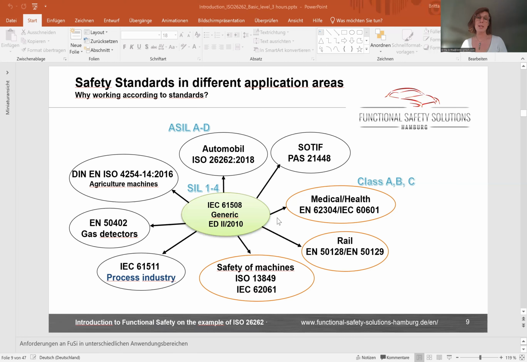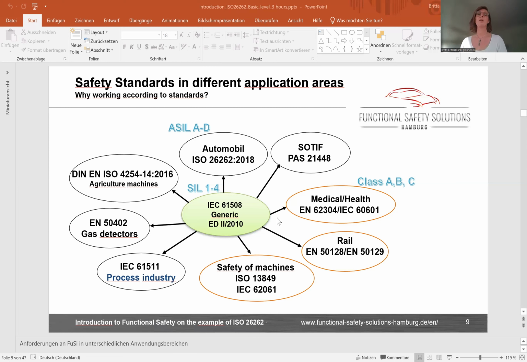And as you can see, and maybe you notice some are missing, some have changed. So there is really something going on in the area of safety standards. What is the difference between these? There are really four major differences.